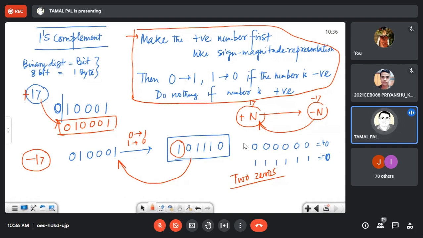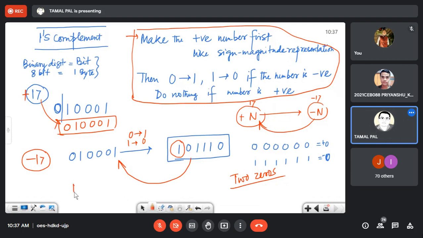And what is the problem? Since you are making combinations with some bits, one of the patterns is already occupied, and it is creating such redundancy that two patterns are representing the same thing. So that's why you are restricting the range of the numbers represented by 1's complement. Sir, like 101110 is also equivalent to 48.